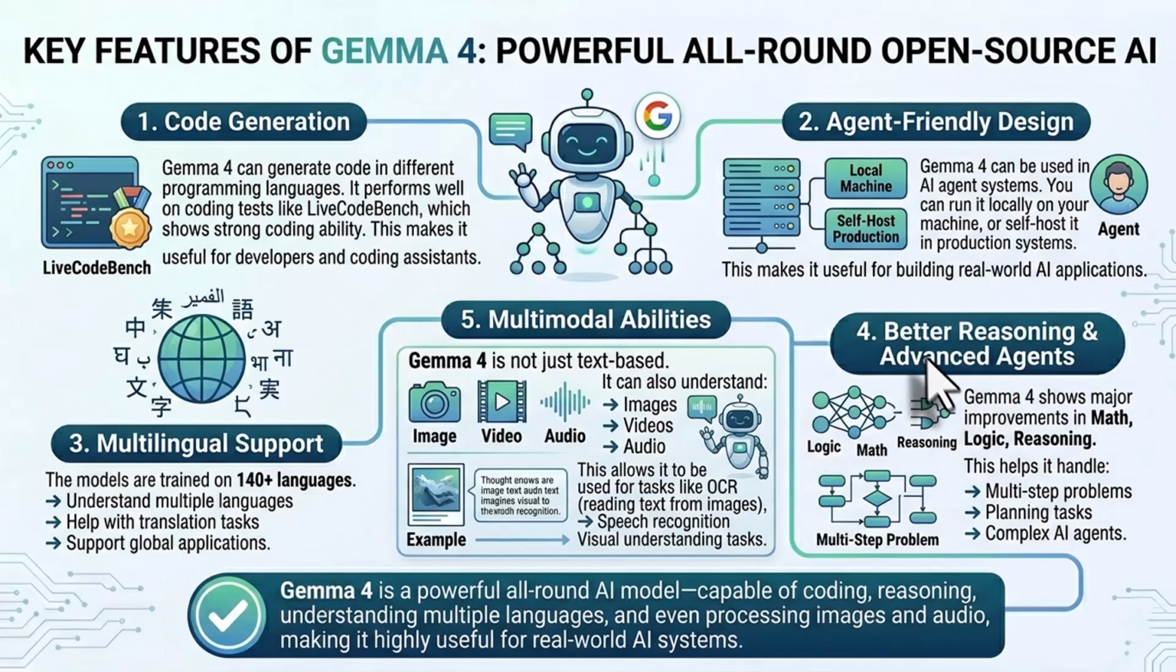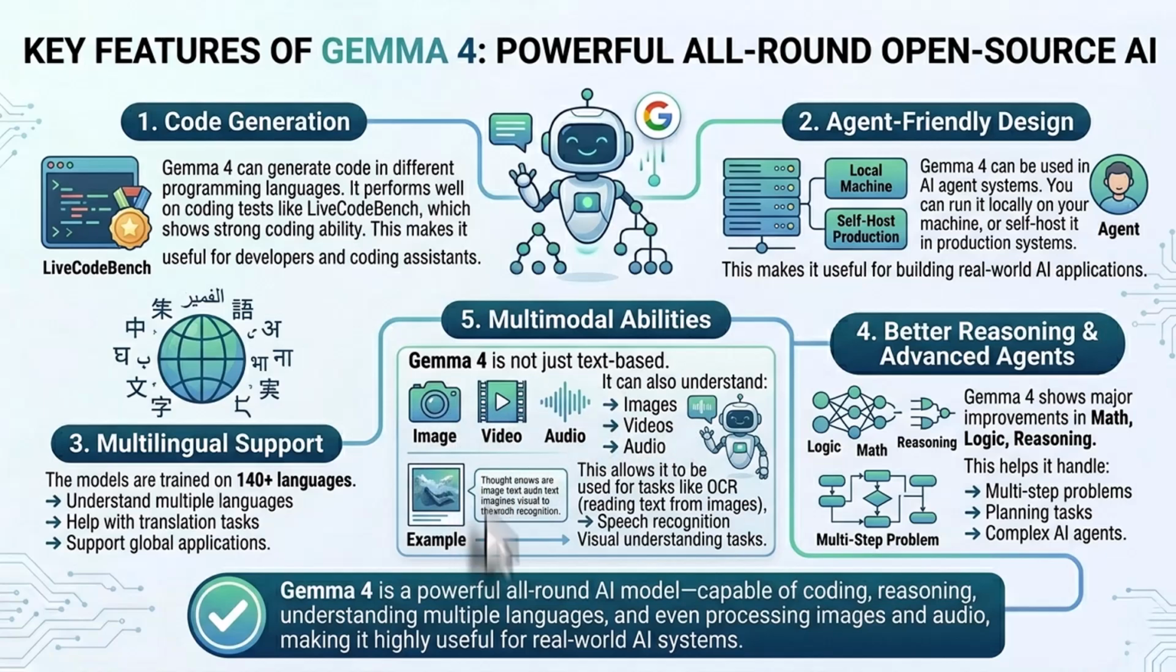And the fourth key feature is better reasoning and advanced agents. Gemma 4 shows major improvements in math, logic, and reasoning. And this helps the model handle multi-step problems, planning tasks, and complex AI agents, okay? And the fifth important feature is multimodal abilities. Gemma 4 is not just text-based. It can also understand images, videos, and audio as well, okay?